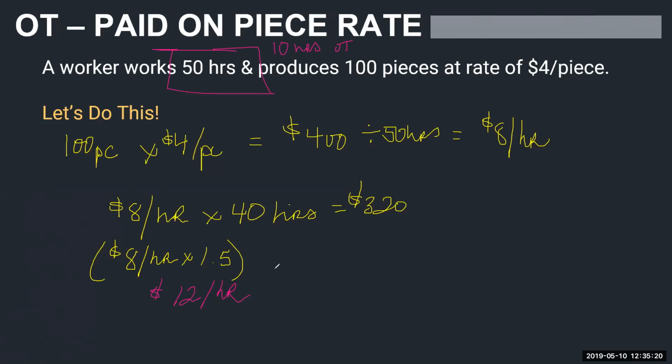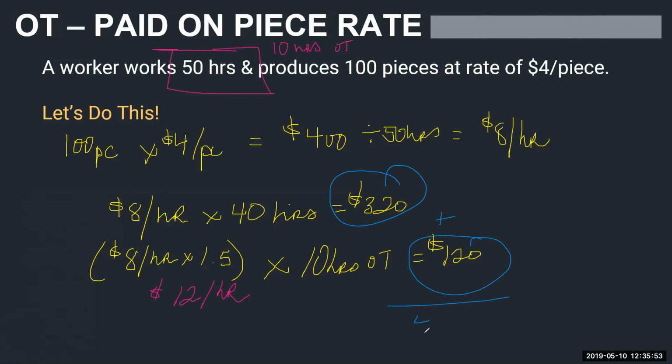Then you multiply this new $12 an hour, because that's the overtime value, times the number of hours worked overtime. This person worked 50 hours. Anything in excess of 40 is overtime, so that would be the 10 hours. So $12 an hour times 10 hours is $120. And in calculating total pay for that week, you add your straight time plus your overtime, and that's where you get your $440.